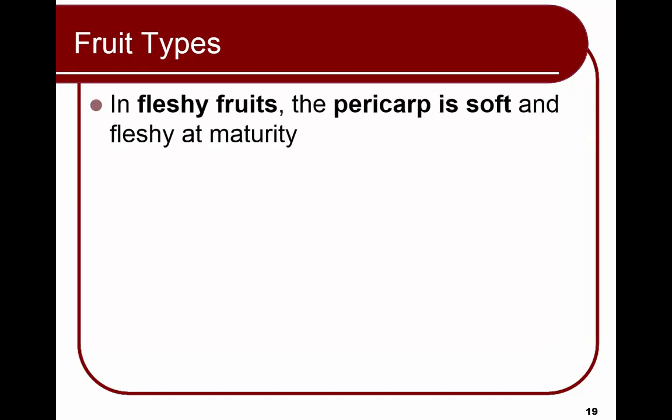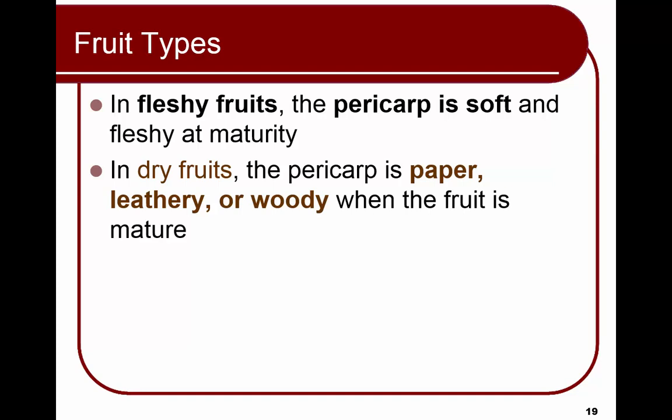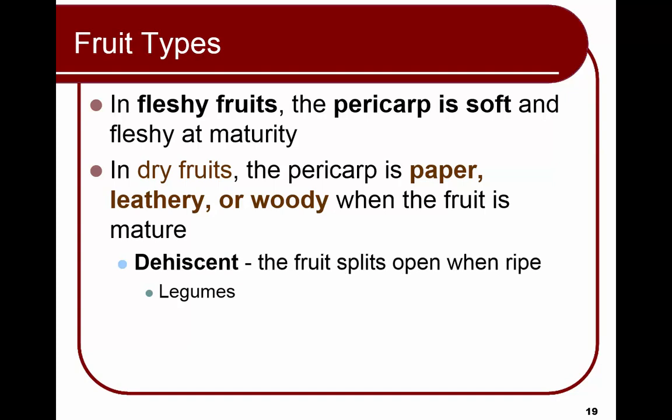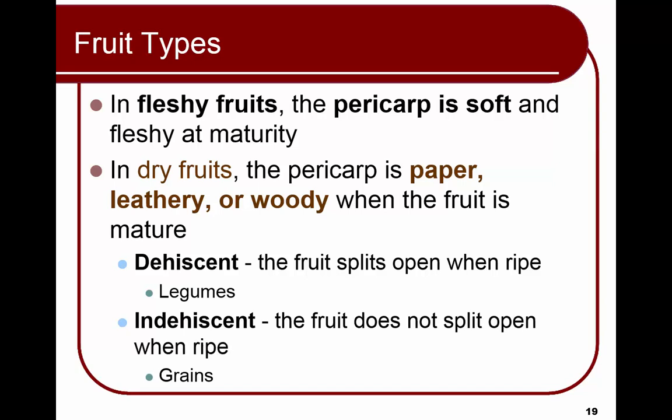In the fleshy fruits, the pericarp is soft and fleshy when it's mature, and that's what we eat. In dry fruits, it's papery, leathery, or woody when it's mature, and we're talking about legumes and cereal grains here. If it's dehiscent, I always say that word wrong, the fruit splits open when it's ripe, like the legumes. The pea pods will split open when they're ripe. If it's indehiscent, the fruit doesn't split open when it's ripe, and that would be your grains. Both of these are dry fruits.